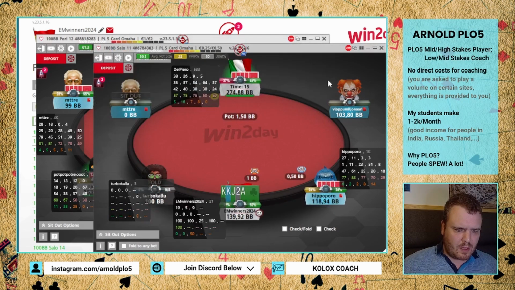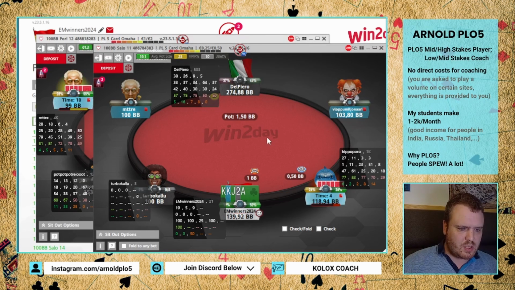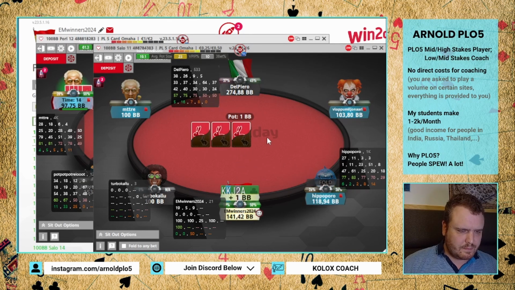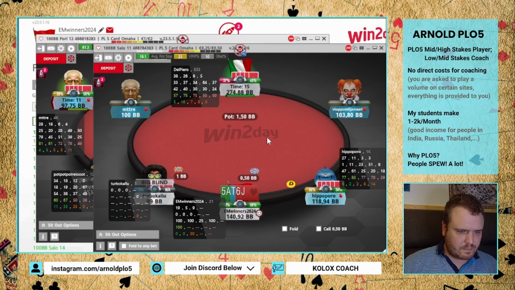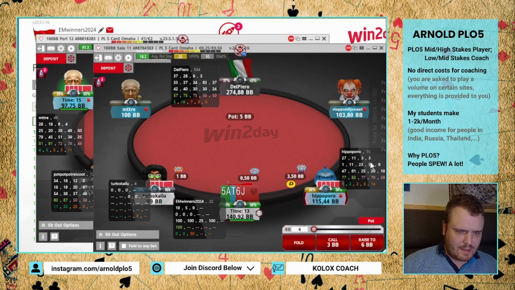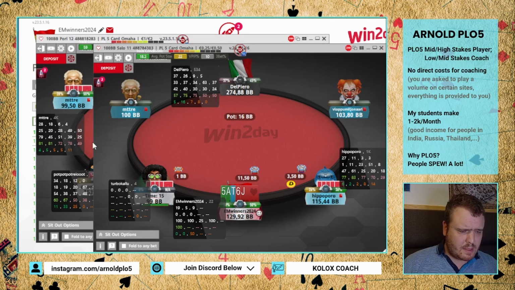When people are cold calling way too much, you should know when to go over the top. When a loose player opens and a loose player calls, what do you do? And you should three-bet way more than just your top 5% of hands. This is again a hand I like to three-bet. And this guy has a 50% open raise on the button, doesn't fold anything to three bets, but let's see.